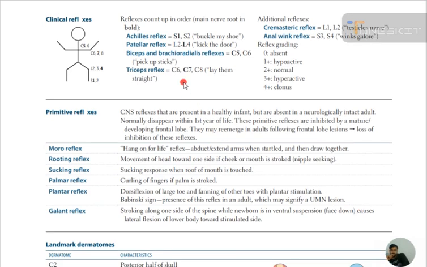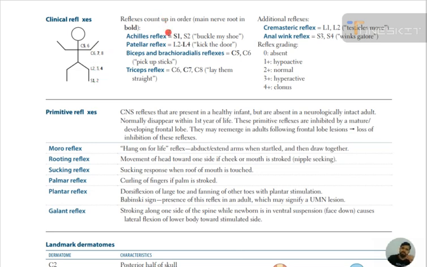So clinical reflexes count up in order. So what are the reflexes? Main nerve roots are in bold letters. So at this level C5, then C7, and at knee level L4, and at foot level S1.